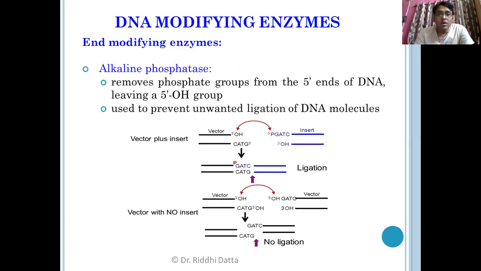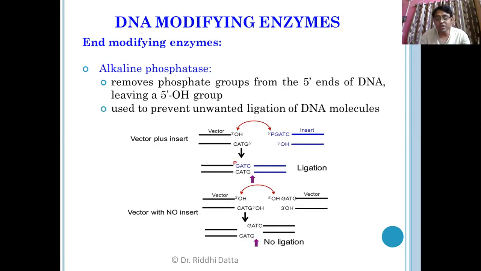Now, other DNA modifying enzymes depend on phosphorylation and dephosphorylation. The first one is alkaline phosphatase. Alkaline phosphatase shows phosphatase activity. Phosphatase will remove the phosphate group from the 5' end of the DNA or the amplified product. So when the 5' phosphate is removed, it leaves the 5' OH group.